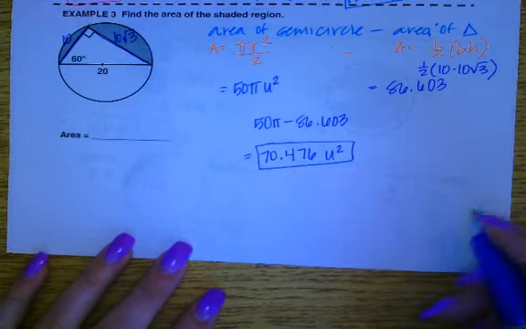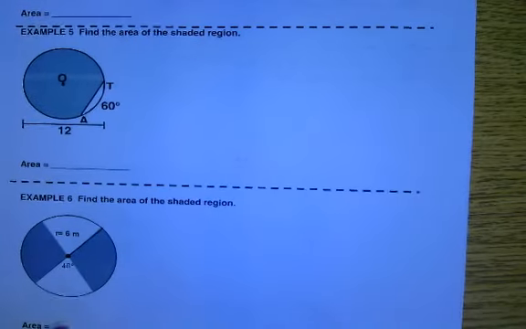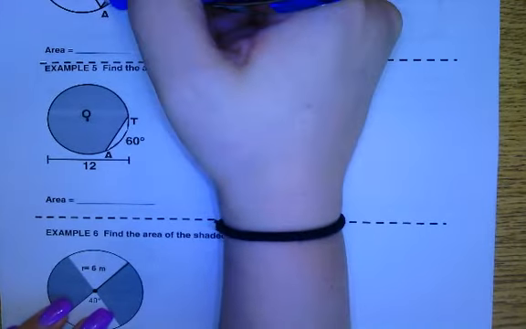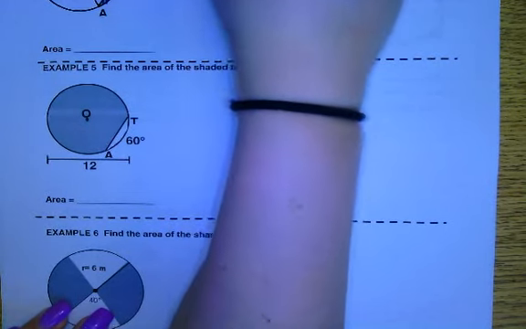Okay. Next one, you guys are going to do on your own again, but in words, how are you going to figure out the area of the shaded? Area of the sector minus the area of the triangle.